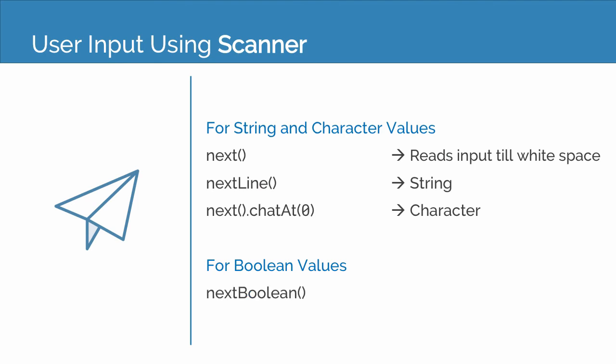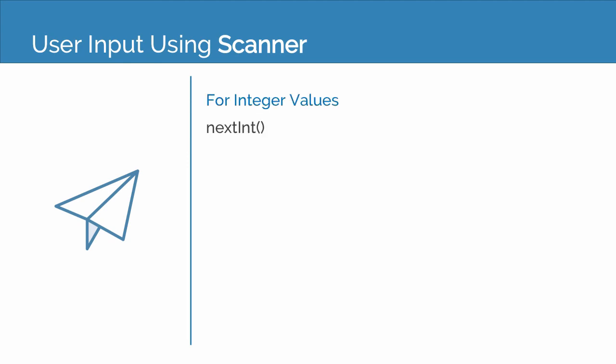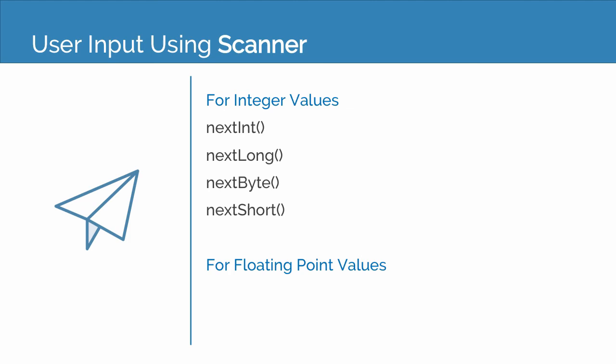For the boolean values, we have the method of nextBoolean. And then proceeding forward, for the integer type values, we have these methods: nextInt, nextLong, nextByte, and nextShort. For the floating point values, we have the nextFloat method and also nextDouble method.